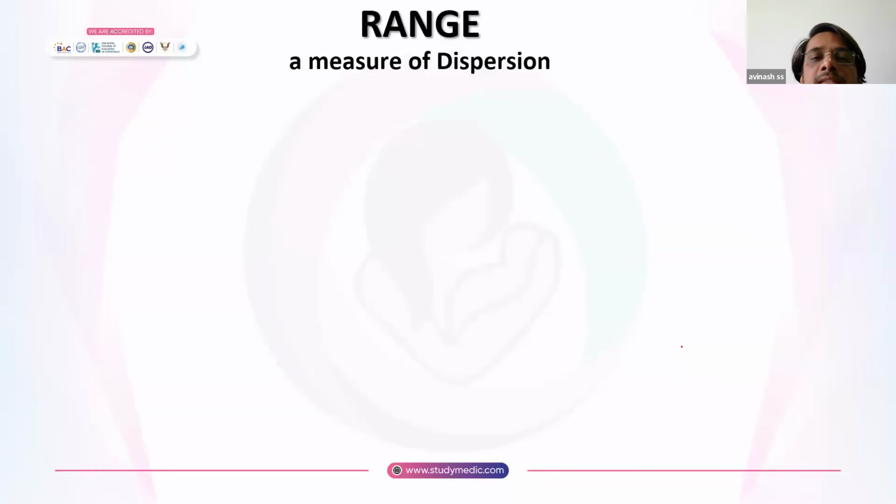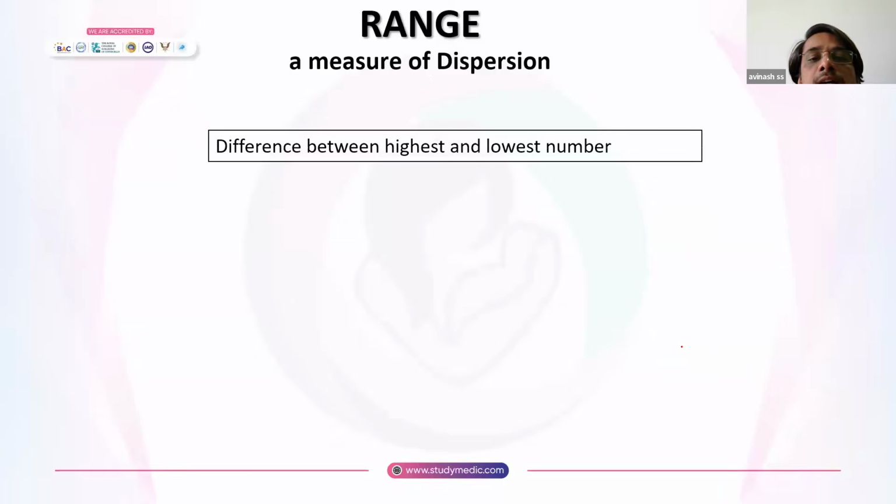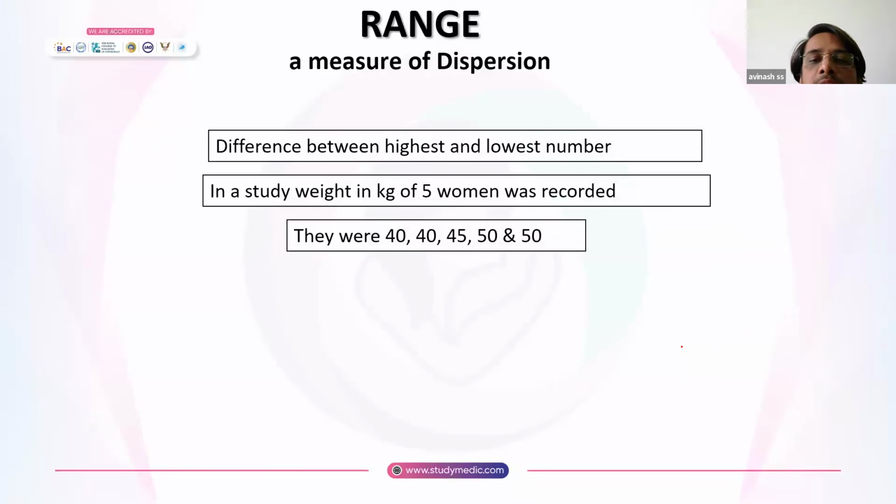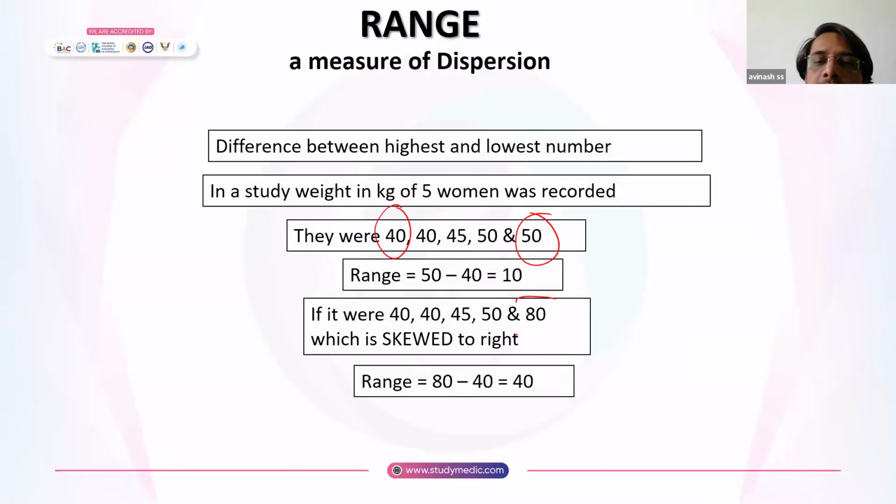Now, range is the simplest measure of dispersion. It is the difference between the highest and the lowest number. Here, the range of weight is 40 to 50. And you can see, like mean, it also gets affected when the data set has an extreme outlier. For example, a woman with 80 kg, as we discussed earlier, the range gets affected. So, though this is the simplest measure of dispersion, it is not commonly used, but easy to understand. The more the variation, the more the range.